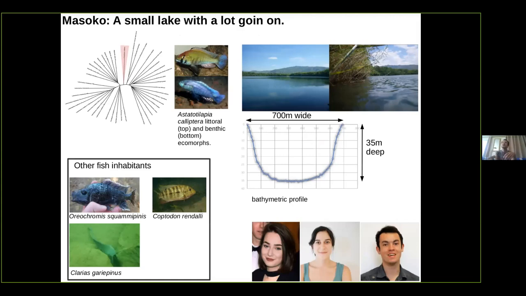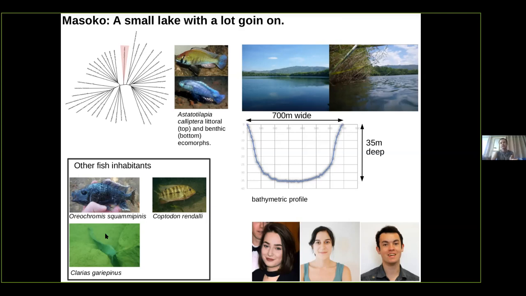And lastly, I want to take a vacation out of Malawi, which would normally be a vacation to go there, but take a trip from Malawi up to Masoko, which is a small crater lake in Tanzania. When I say small, I mean quite small, only 700 meters wide and 35 meters deep. And here we're going to focus on, like I said, this generalist Astatotilapia calliptera clade that inhabits this lake and is seemingly diverging into two distinctive ecomorphs, a shallow and a deep morph.